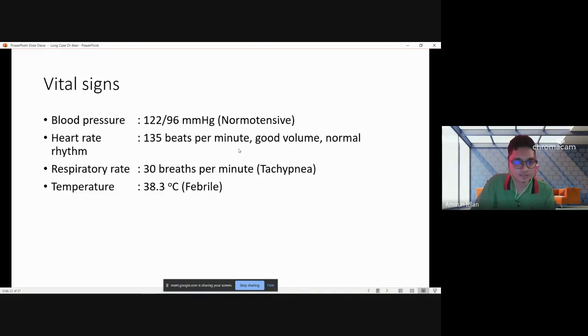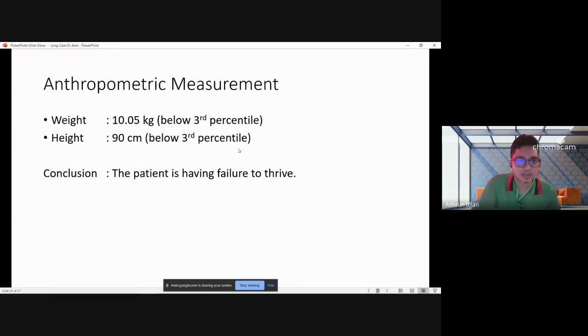For the vital signs, all were normal except the respiratory rate was tachypneic at 30 breaths per minute, and the patient was febrile at 38.8 degrees Celsius. For anthropometric measurement, this patient is below the 3rd percentile for weight and height, with 10 kilograms and 19 centimeters respectively. So my conclusion in this patient is failure to thrive.